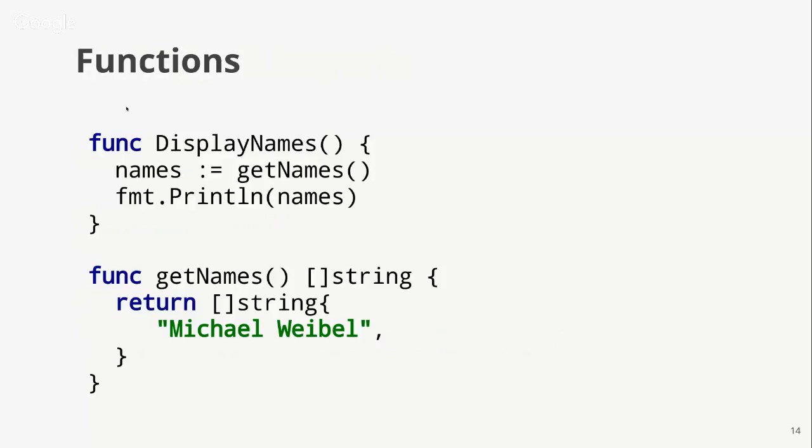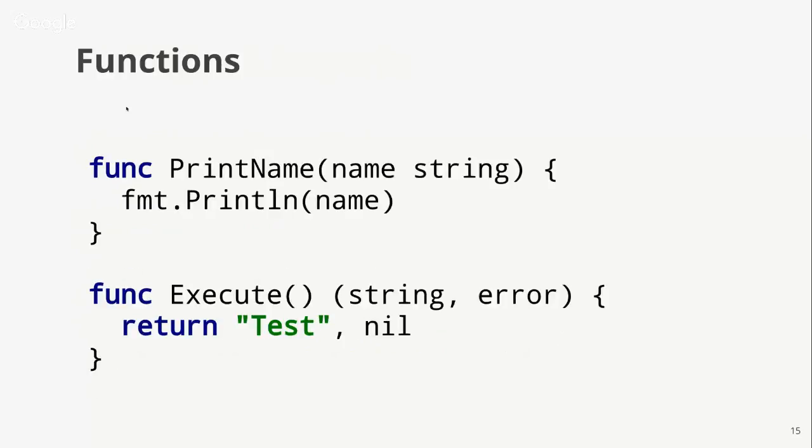Speaking of functions, you have functions which can have, in this case, no arguments and no return value for the displayNames case. Then getNames has one return type, which is a slice of string. PrintName, on the other hand, has one argument called name of type string, and execute has two return arguments. Two return arguments are used very often. You can also have more than two return arguments. But they are used very often, for example, as in this case, for error handling, which I'm going to show a bit later.